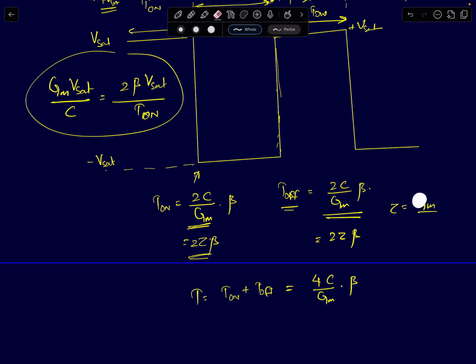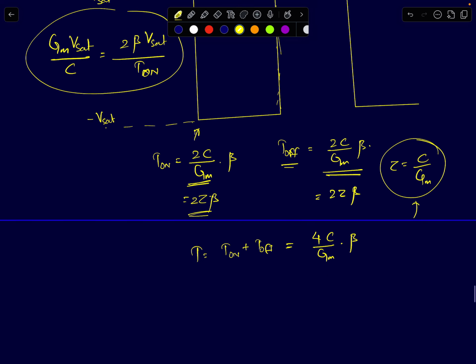Tau equals c upon Gm. Okay, this is what I'm calling the time constant. So the overall time period is the sum of on and off times, which will be 4 tau times beta.